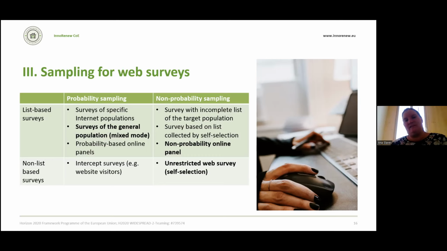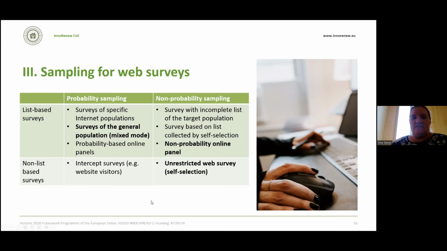And then there are non-probability sampling ways, where we are dealing with incomplete lists of the target population. Sometimes they're based on a list collected by self-selection, or we can use non-probability online panels. In the next slides, I also have an example of that. But these non-probability samples are very different in their quality. Some can give you a representative sample, some don't. So it really depends on how much they invest in their quality.